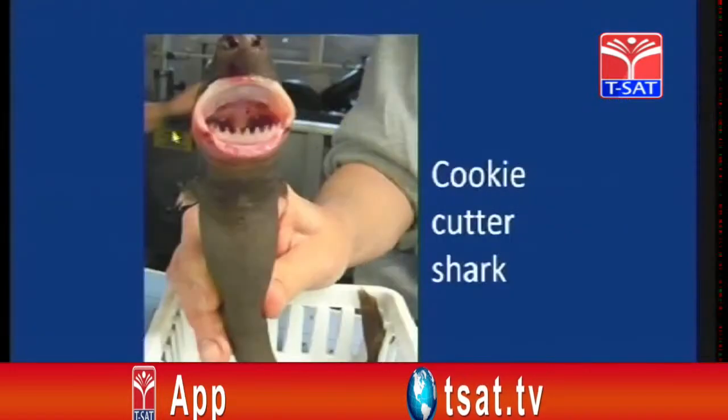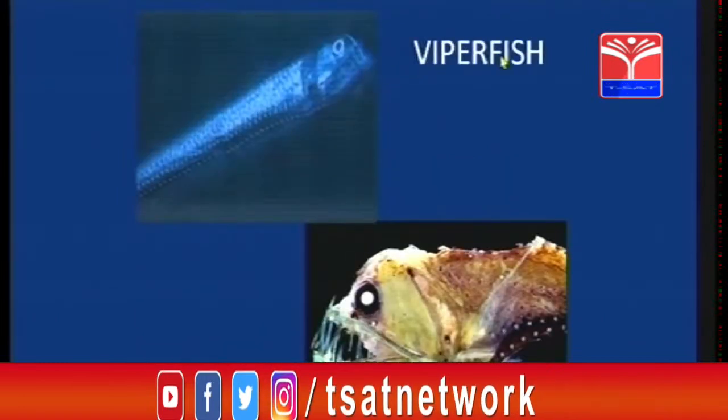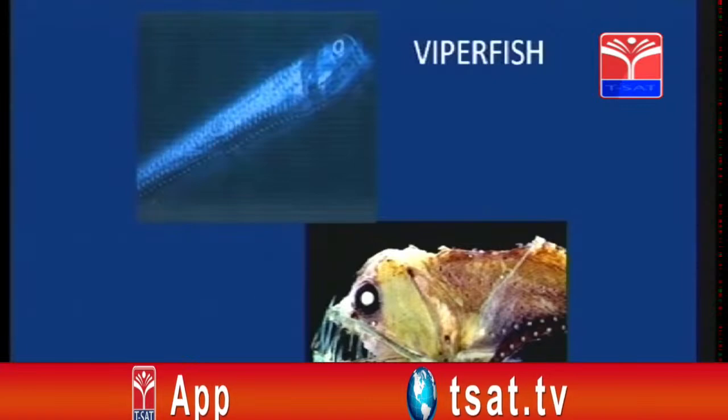You can see here the cookie cutter shark. You can see the wide mouth and curved teeth. Viper fish. You can see, children, again a wide mouth and curved teeth. These are the adaptations shown by the abyssal zone animals.